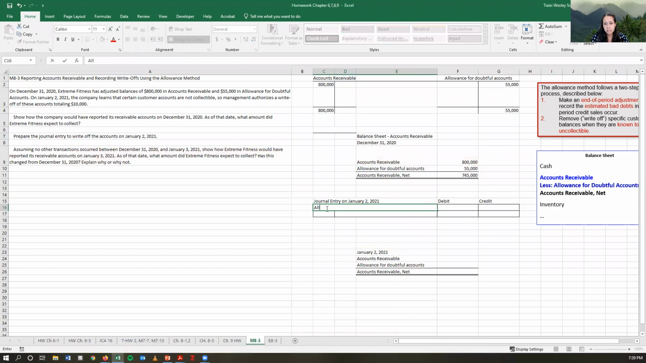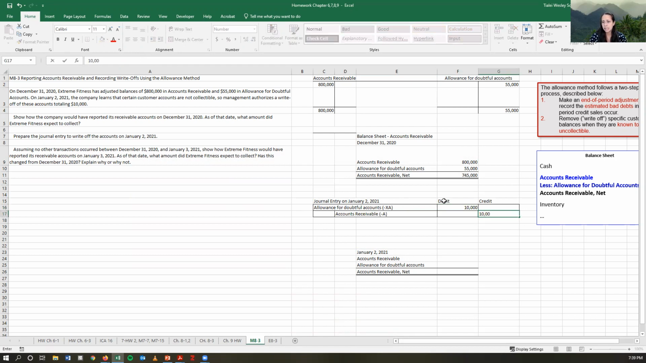We will debit our allowance for doubtful accounts and credit our accounts receivable. So this is subtracting a contra asset, and that's a debit, and this would be decreasing a contra asset and decreasing an asset. Okay, so $10,000 is going to go bad, so we're going to write it off.